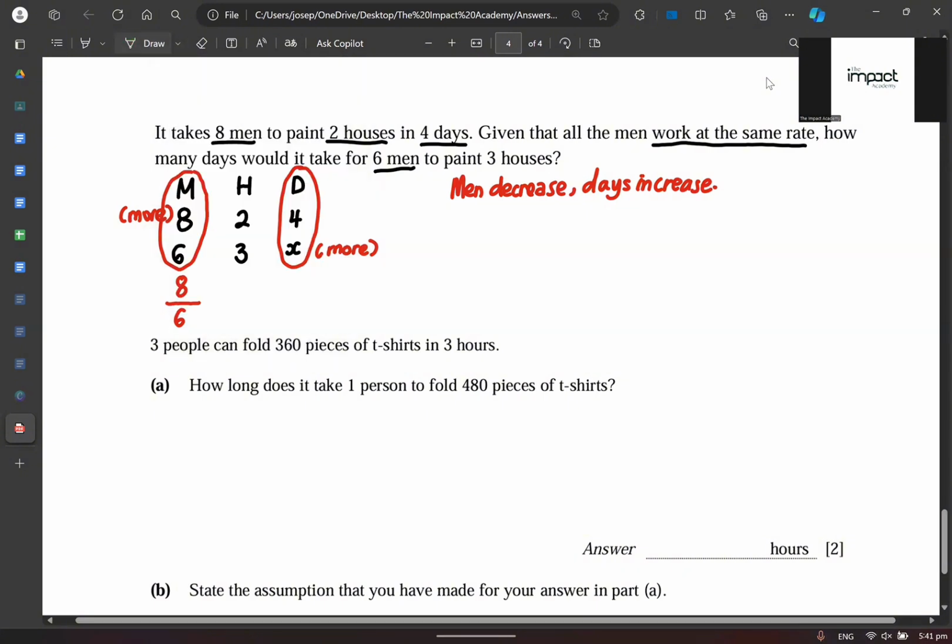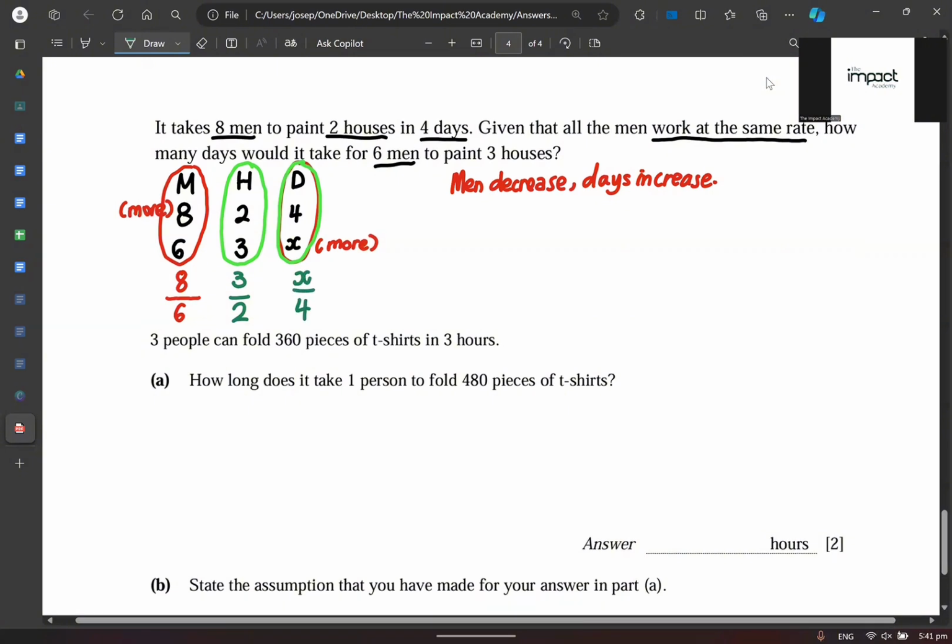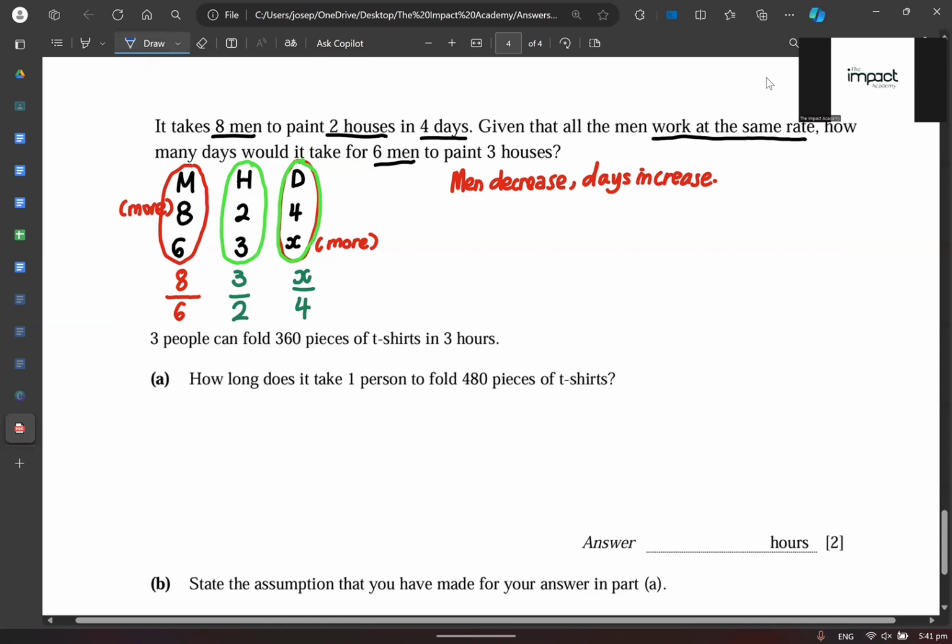Now you compare house to days. How do you compare house to days? More house or less house? More houses means lesser days or more days? More days. Why? Because more houses, I need more days, right? So again, go back to your house, take the more. Which is the more? 3 or 2? So 3 has to be in there. Then this one, just x over 4. That's it. Then you want to multiply over here. This is equal.